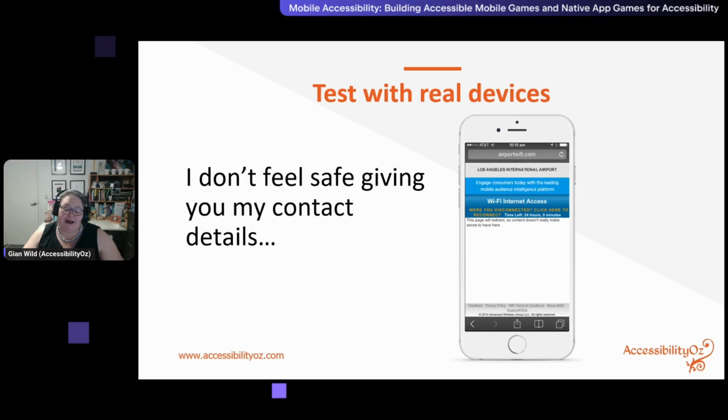So I used to fly to the States fairly regularly, and we'd get to LAX and we'd sit on the tarmac for like half an hour or an hour.